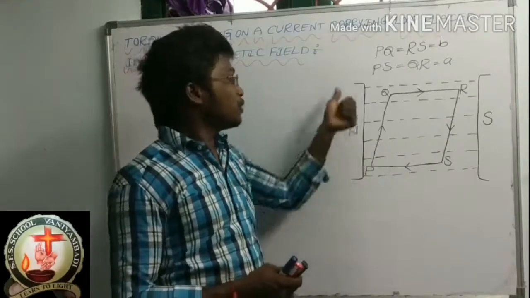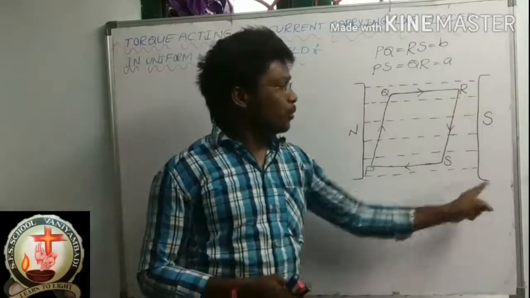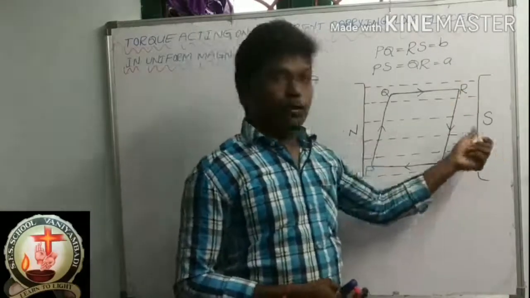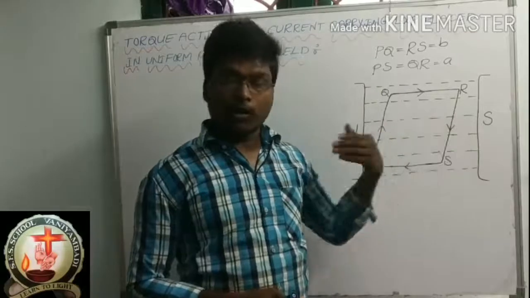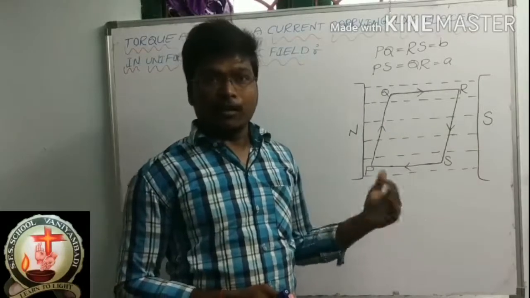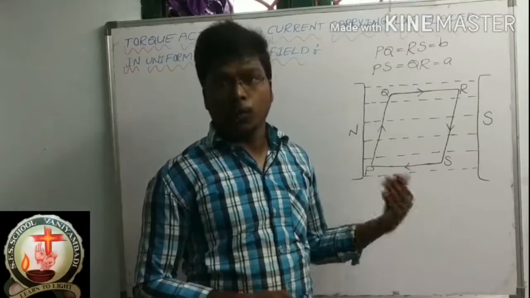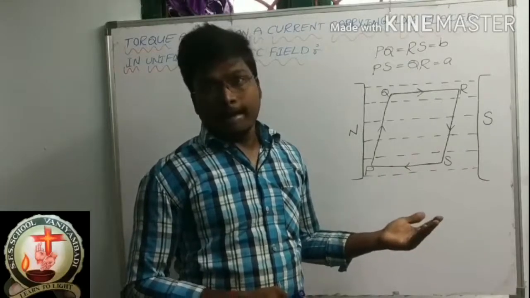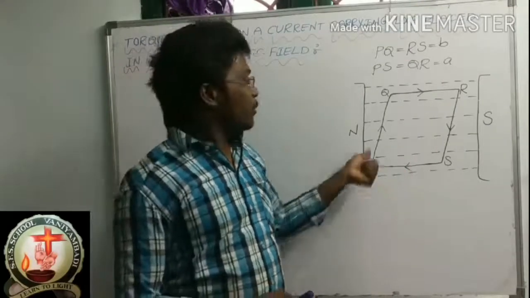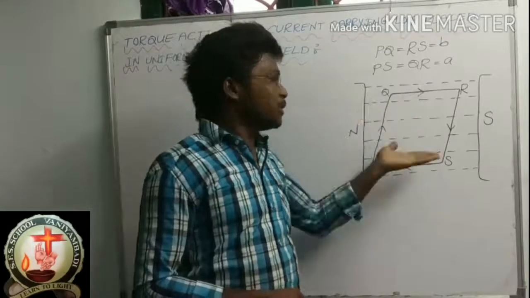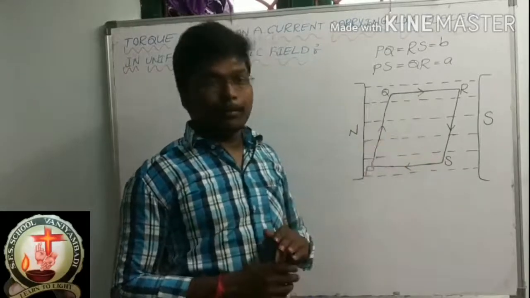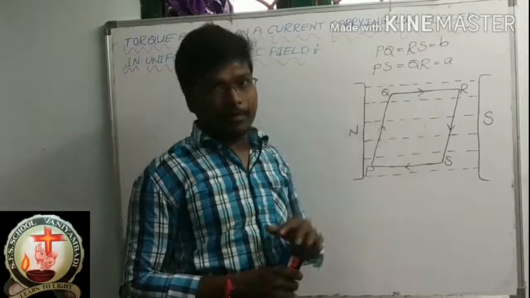So this is the north pole and this is the south pole. In between the north pole and south pole, absolutely we know that it will form some magnetic field. Correct? So that magnetic field is uniform. In this uniform magnetic field, I placed the current carrying loop PQRS.